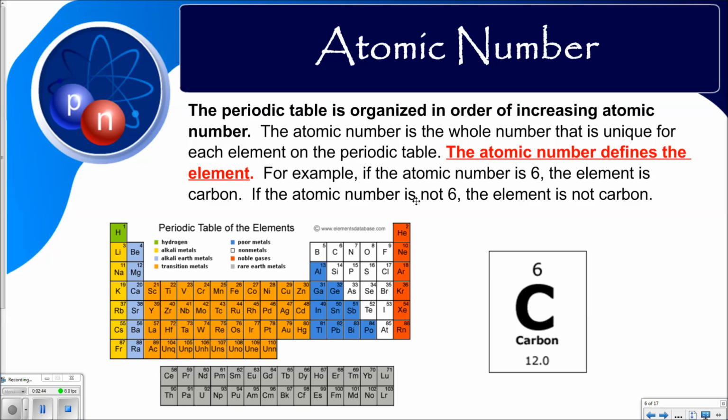Atomic number. The periodic table is organized in order of increasing atomic number. The atomic number is the whole number that is unique for each element on the periodic table. The atomic number defines the element. For example, if the atomic number is 6, then the element is carbon. If the atomic number is not 6, then the element is not carbon.